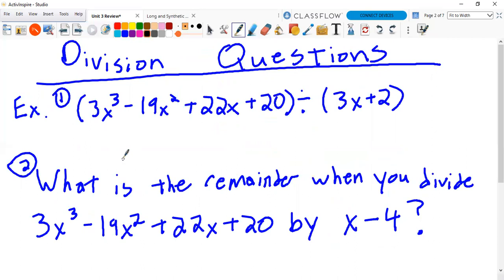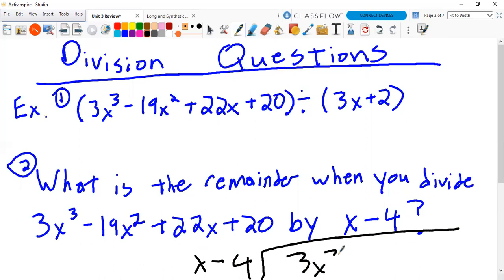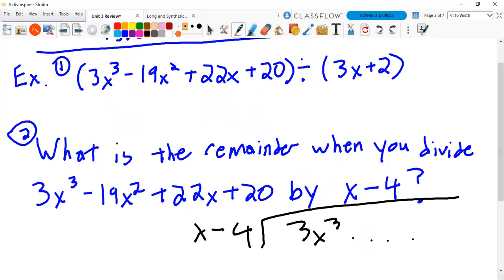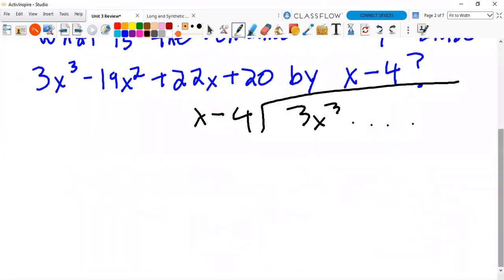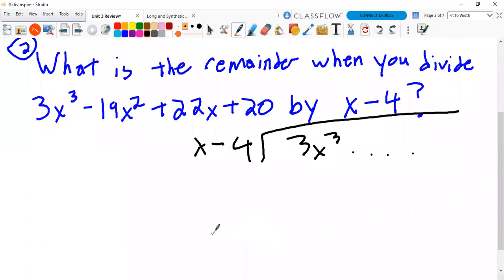So with this problem, I could still do long division if I wanted to. I could still do x minus 4, 3, the whole thing if you want to. I'm not going to write the whole thing out. You could do that, but since it is x minus 4, this is where I can also do synthetic division. The only reason I'm showing y'all something is because it's a little different from what the majority of the problems y'all have seen recently in the packet.